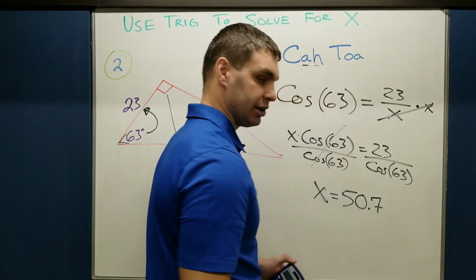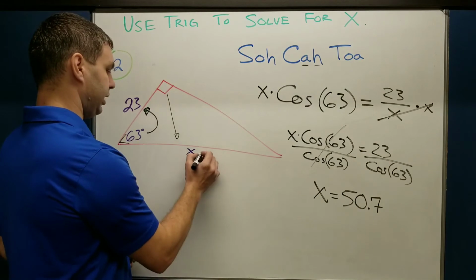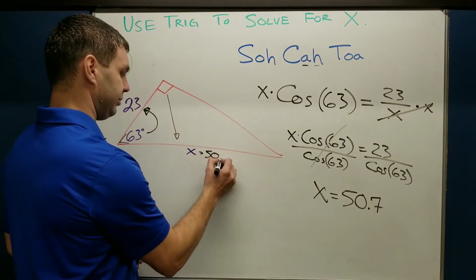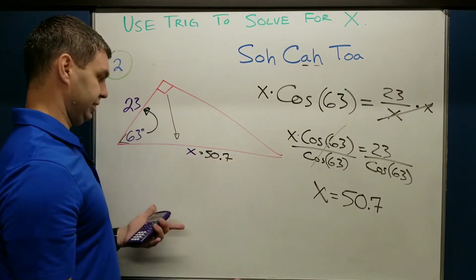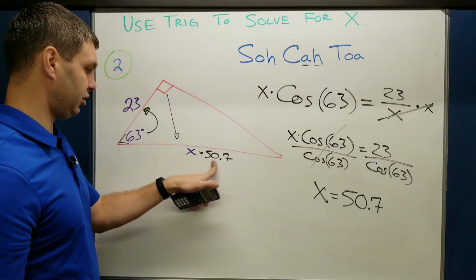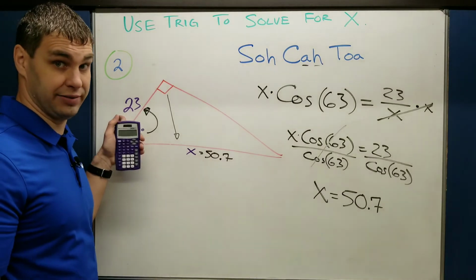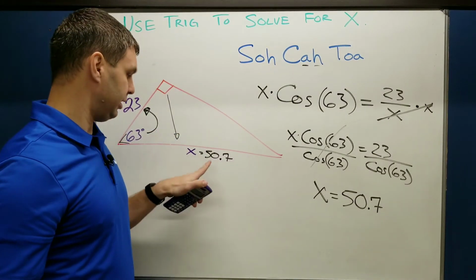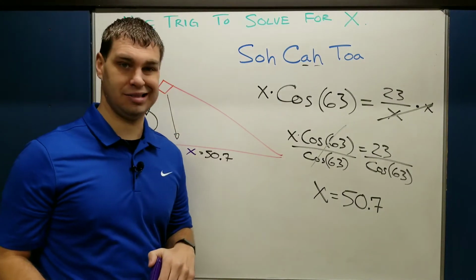50.7 for this one. And again, if I put this into my problem to double check the answer, 50.7 makes sense because my longest side needs to be the hypotenuse, and that definitely is longer than the other side I was originally given. So I know this will probably work, and therefore my answer is 50.7 for number 2.